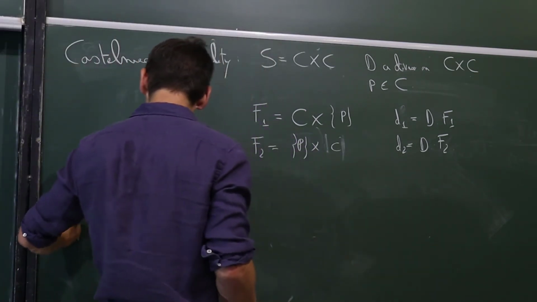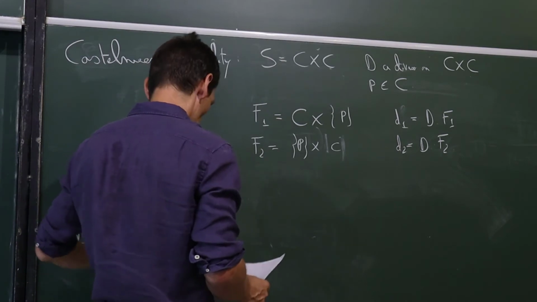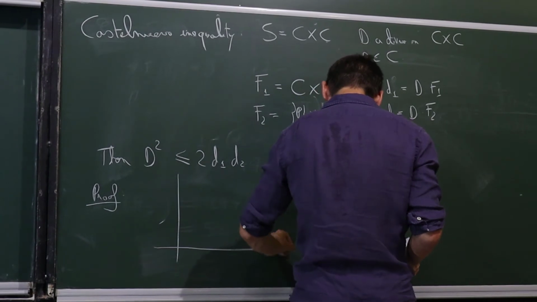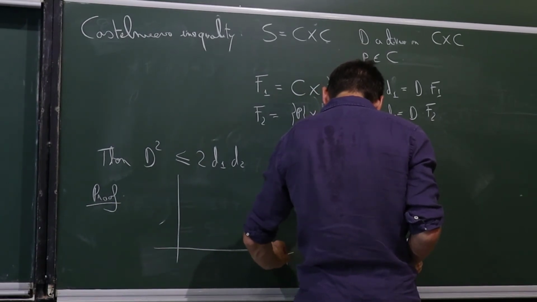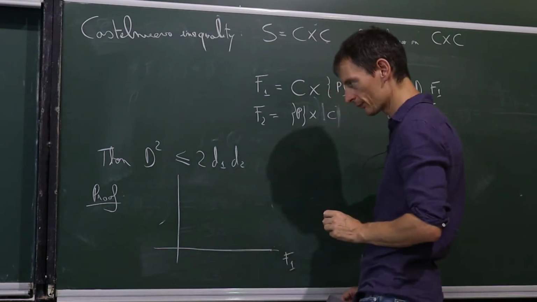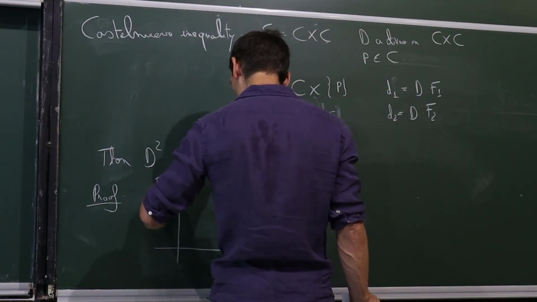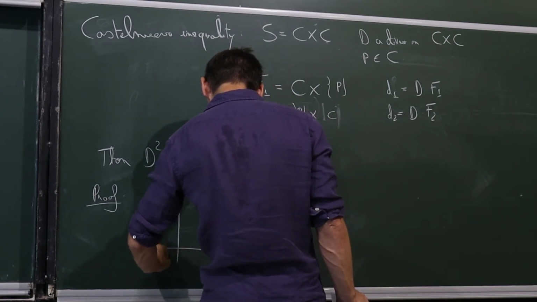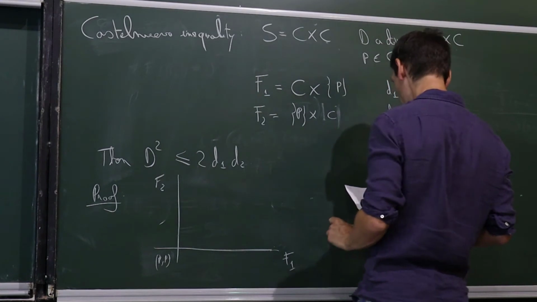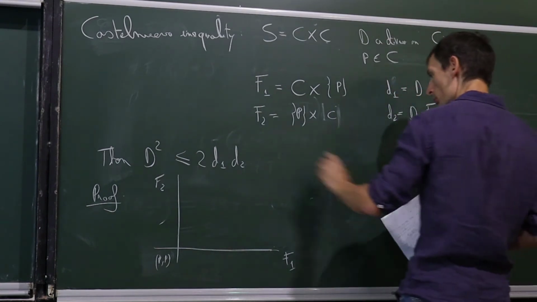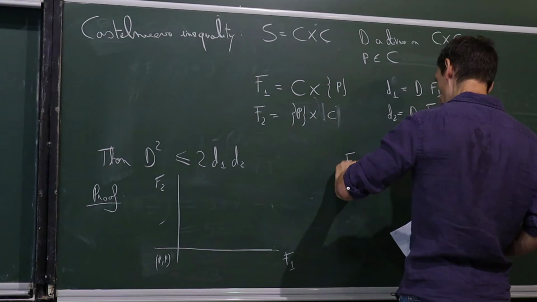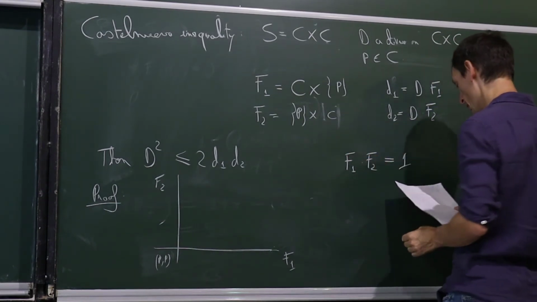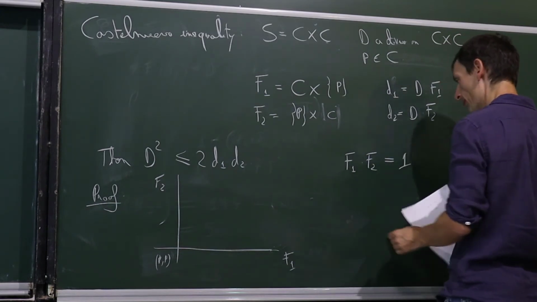So here, you have two copies of C. So this is the copy F1, and this is the copy F2, and obviously this is going to be the point with coordinate PP. So just looking at this, you already observe that the intersection of F1 and F2 is 1. It's only the point with coordinate PP.